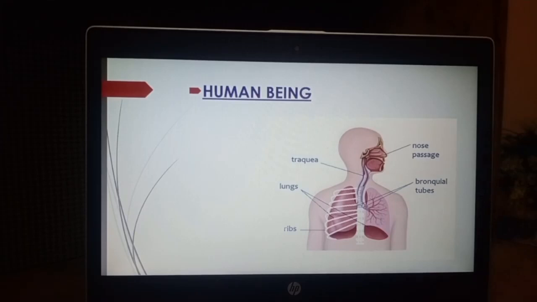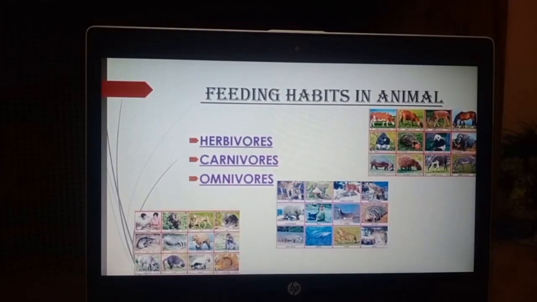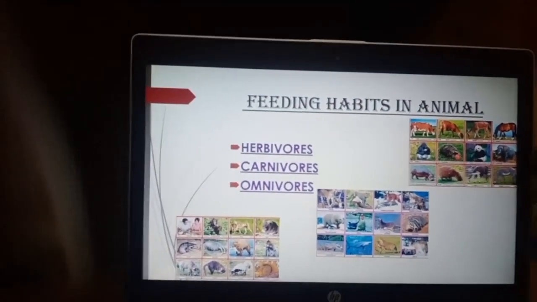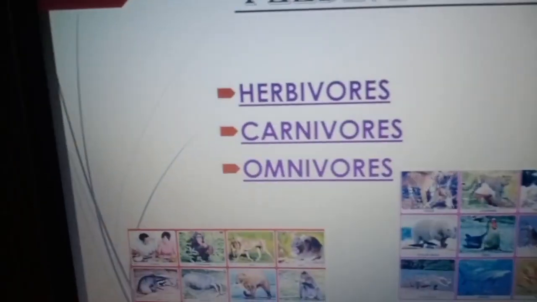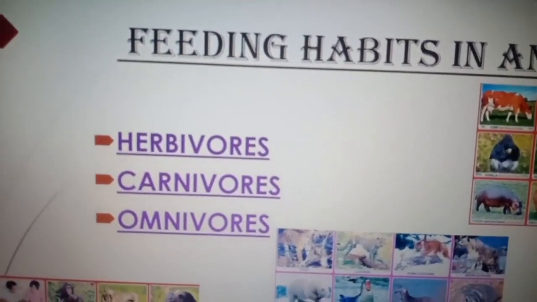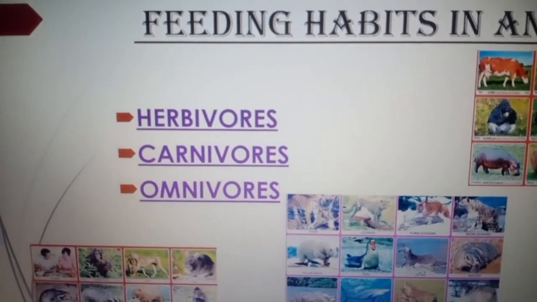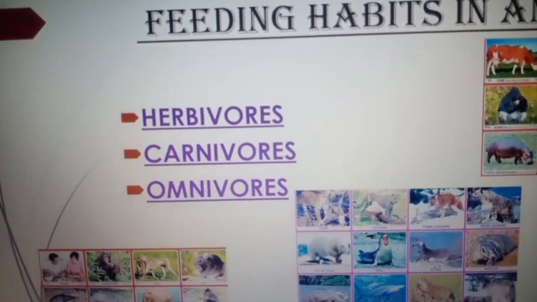Now let's move forward to our next topic, that is feeding habits in animals. Yes, the animals have different types of feeding habits. Let me give you a closer look. On the basis of feeding habits, the animals are divided into three categories: herbivores, carnivores, and omnivores. Let's take a look at herbivores first.